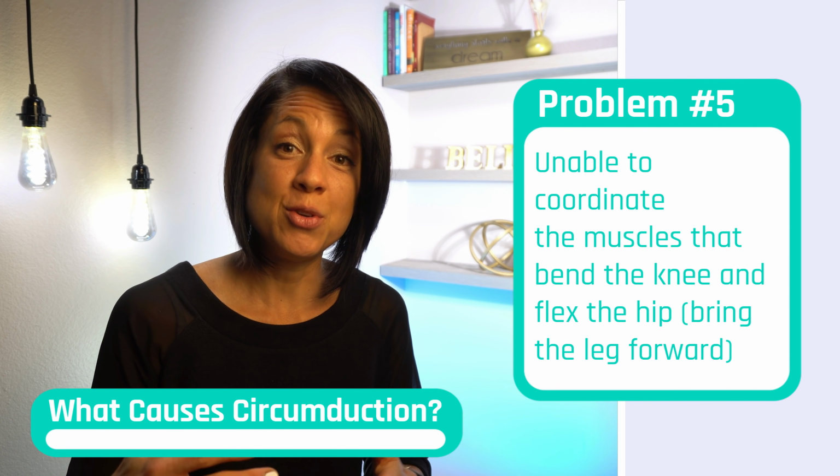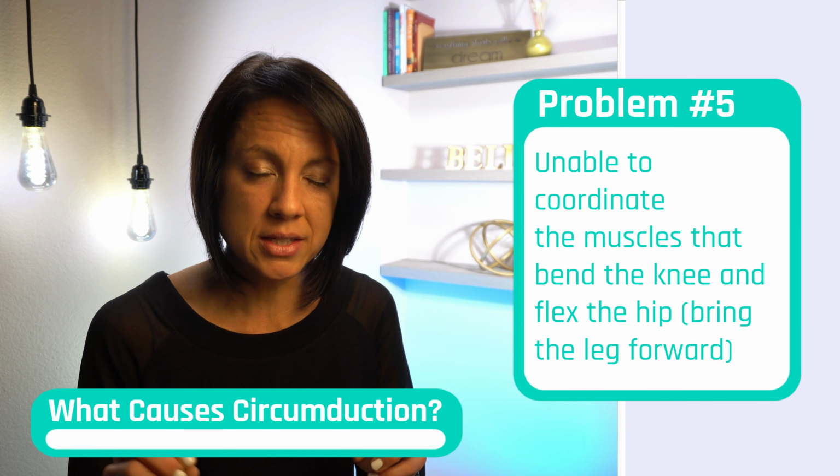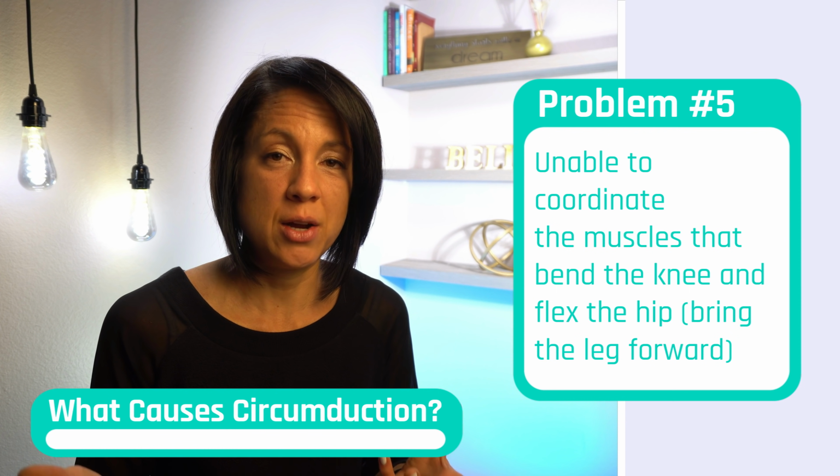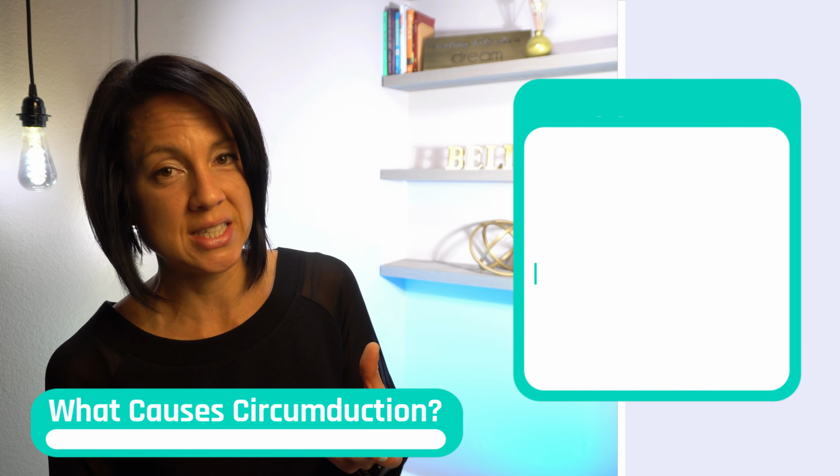If you think about it, if you can't bend the knee and lift the hip due to weakness, then the way to accommodate for that or to adjust for that is just to tip your body away or tip your body to the side and just swing that leg around the side.